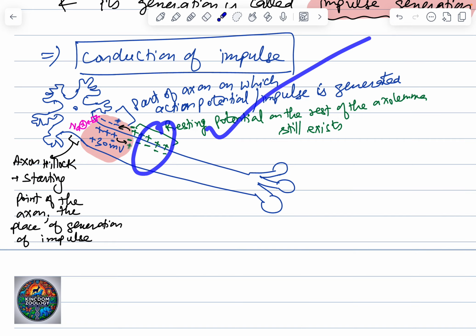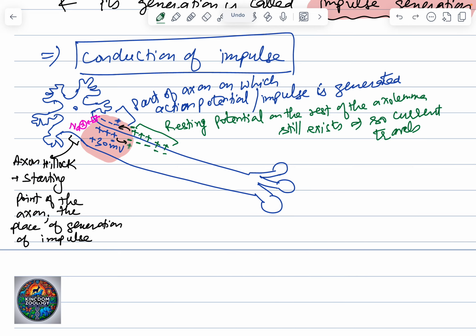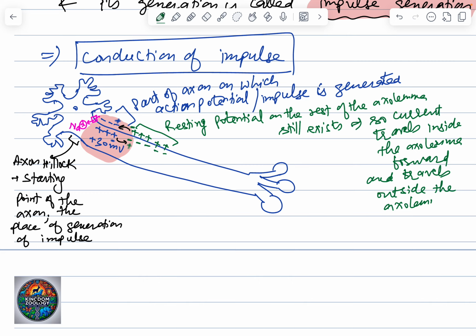On the rest of the axolemma, what still exists? The resting potential. So current travels inside the axolemma forward, here, forward, and travels outside the axolemma backwards. Current travels forward, backward.